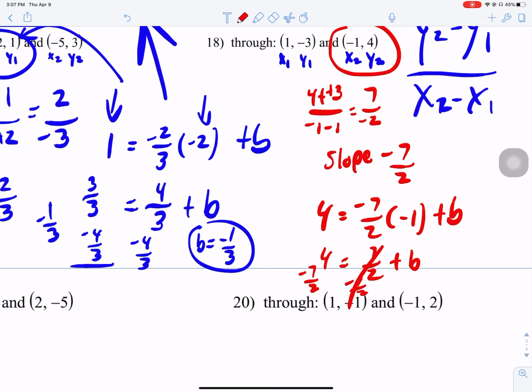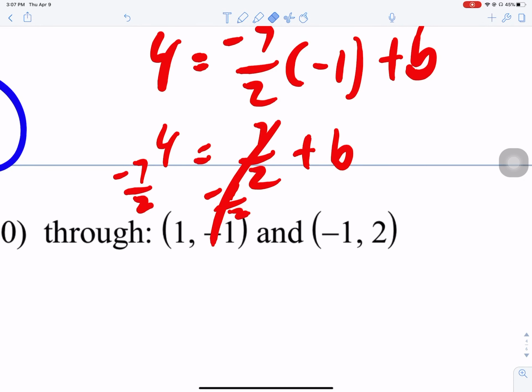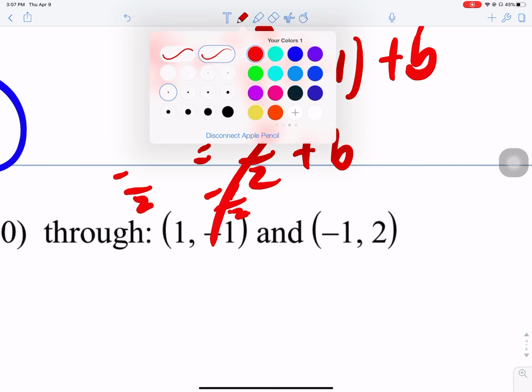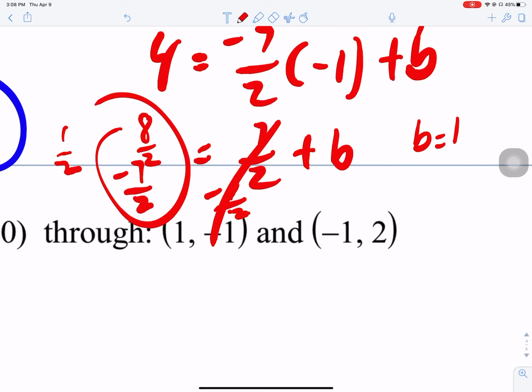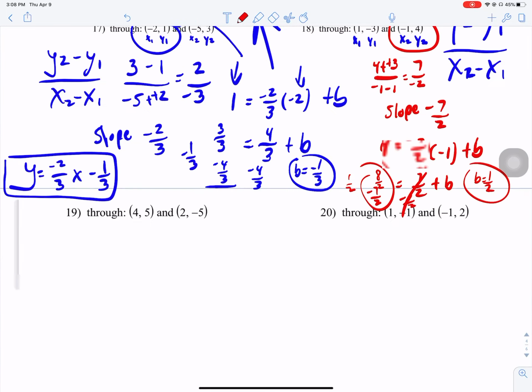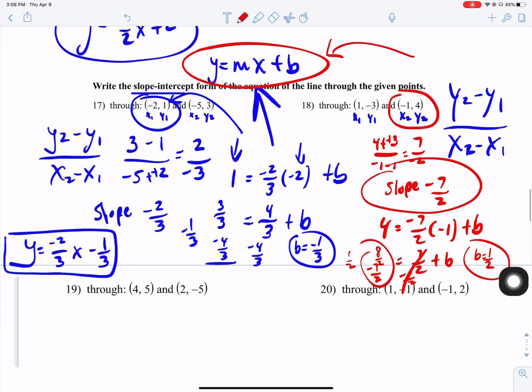But I can't do 4 take away 7/2. I need to turn 4 into a fraction with 2 on the bottom. So if I choose 8/2, see, 8/2, I'll draw it a little smaller. 8/2 minus 7/2. See, 8/2 is still 4. 8 divided by 2 is still 4. But now I can actually work this fraction. 8 minus 7 is 1. The answer is 1/2. That means b equals 1/2. If I have my slope and I have my b, I just put them together in a y equals mx plus b equation.